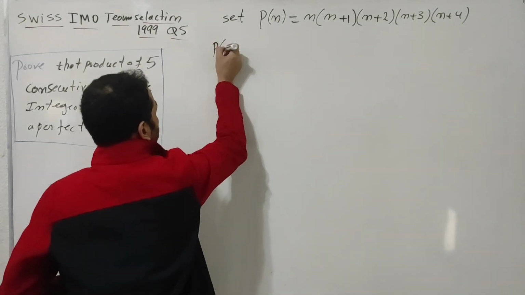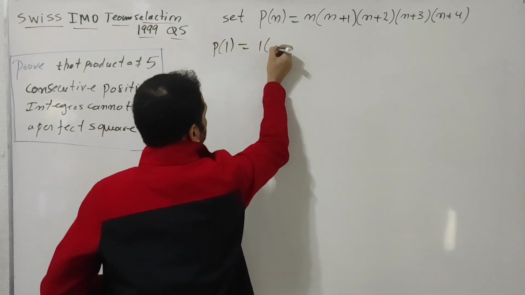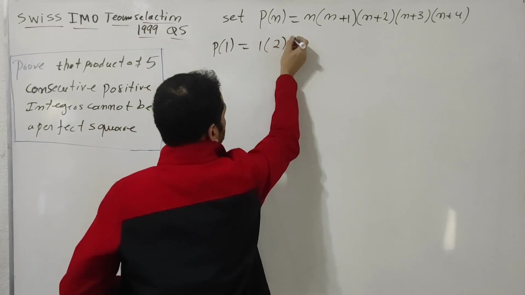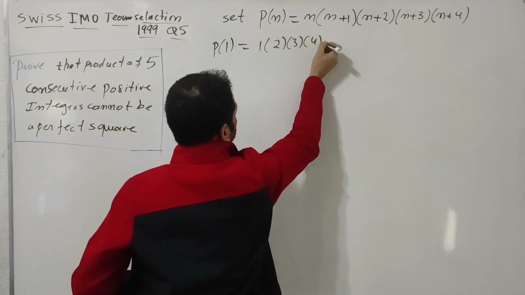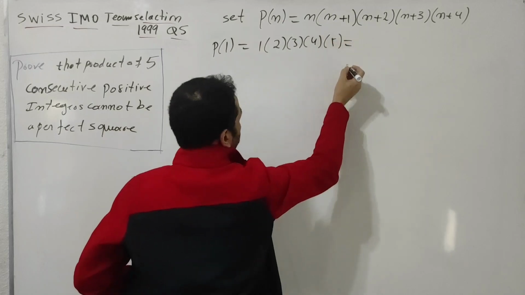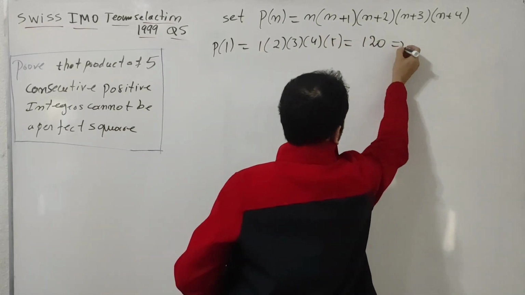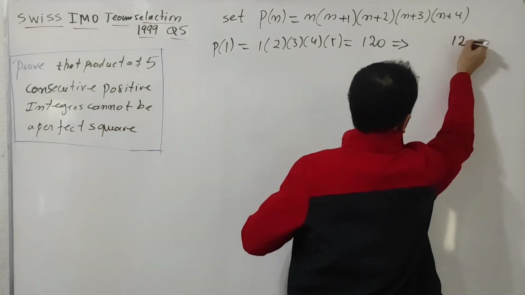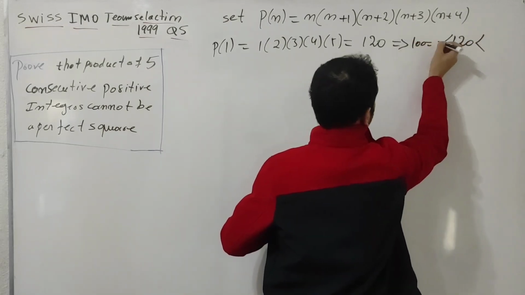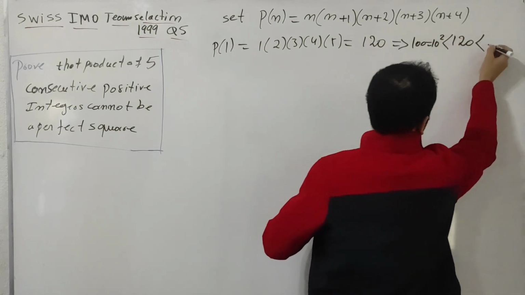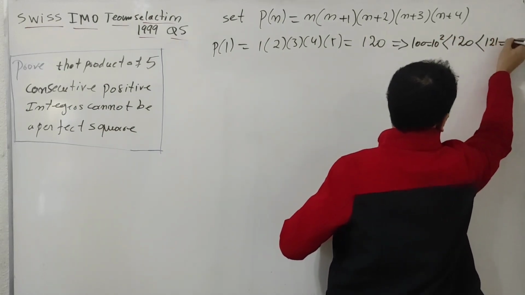Let's take P of 1, which is given as 1 multiplied by 2 multiplied by 3 multiplied by 4 multiplied by 5. This one is given as 120. As we know, 120 is between 100, which is 10 squared, and 121, which is 11 squared.